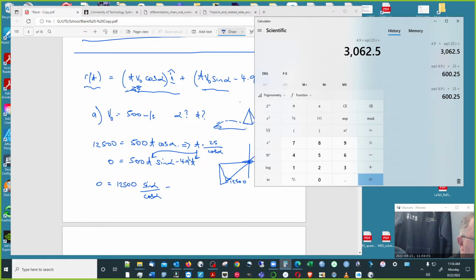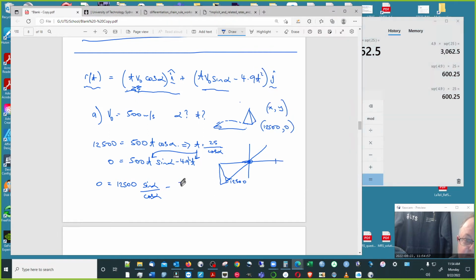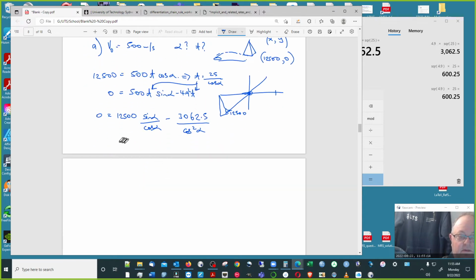Okay. So that makes it a bit easier. So we've got 30625. And because of t, we've got cos squared on the bottom. Whew, that's a lot of work. All right, so we've got this version here. What are we going to do with this? We're going to clear fractions. How do we clear fractions? Come on, basic algebra. You multiply by the highest product on the denominator. So we're going to multiply by cos squared alpha.